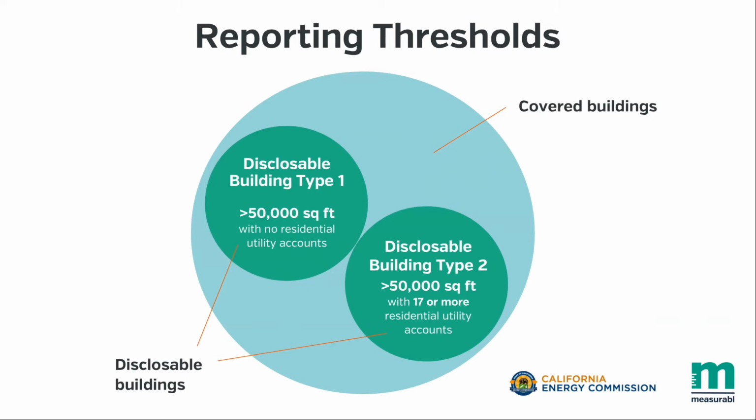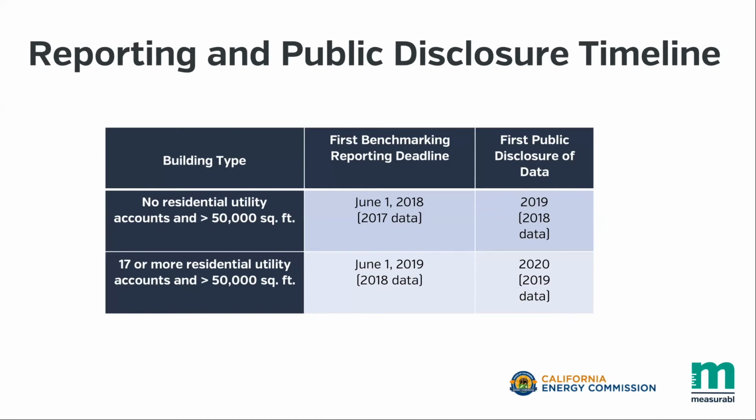Here's a graphical representation of disclosable buildings. So the large circle is the entire set of covered buildings, those for which data access is required. Entirely within that circle are the two groups of disclosable buildings. They're all over 50,000 square feet. One of the groups has no residential utility accounts. The other group has 17 or more residential utility accounts. Next slide, please.